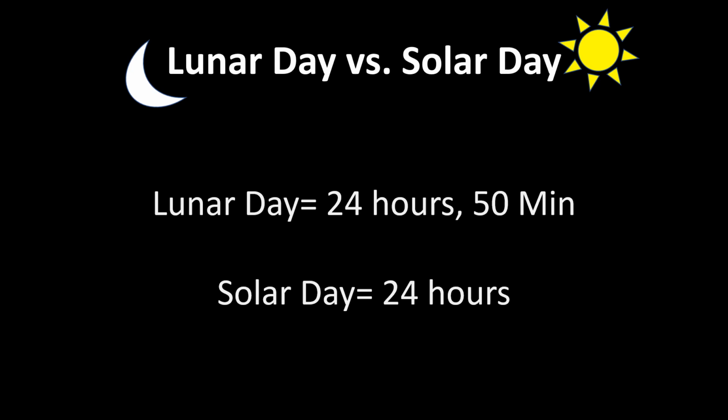This makes every tide in a given tidal cycle occur 50 minutes later every day. So if you went out on a low tide one day at 8 a.m., the low tide the next day would not occur until approximately 8:50 a.m. or so.